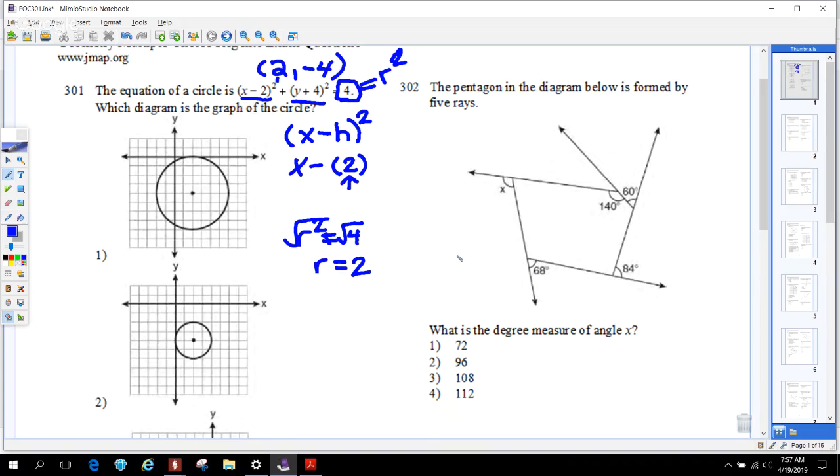How do you know if you're supposed to take the square root? You always take the square root, because this is the official formula. The official formula is x minus h squared, and this is on the formula sheet, plus y minus k squared equals r squared.